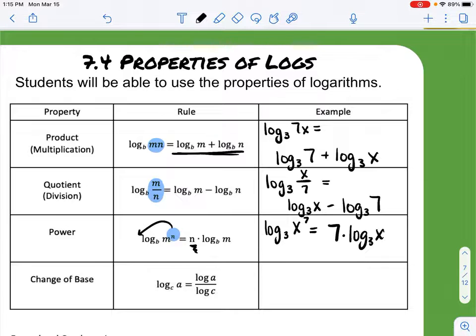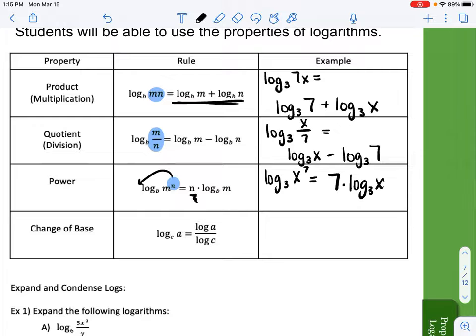And then change of base, you'll notice your big number is on top here, and your base is on bottom. This is changing the base, and you can actually just solve for a number here. So if you have log base 3 of 7, this is equivalent to a log of 7 divided by a log of 3, and that is about 1.77 when you plug that into a calculator.